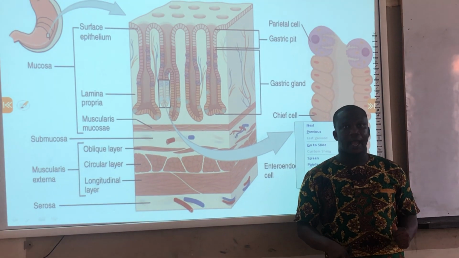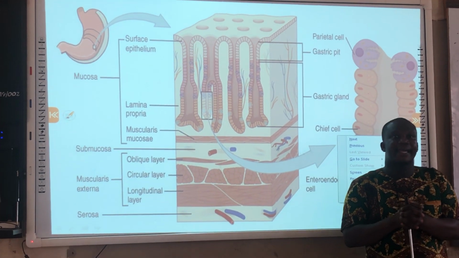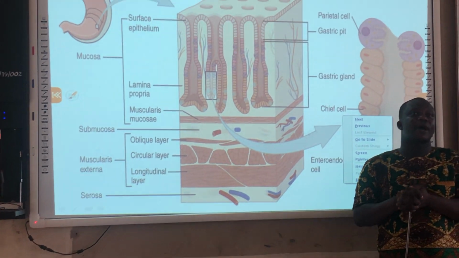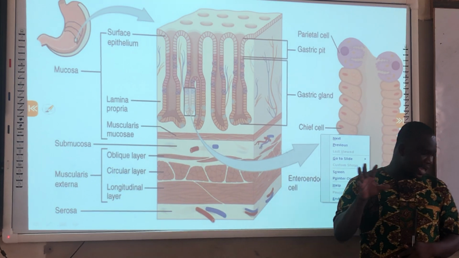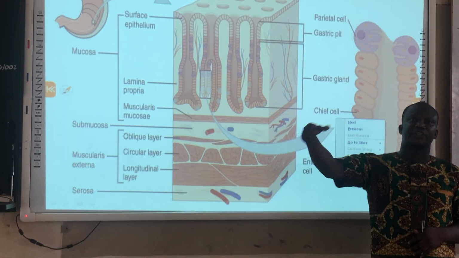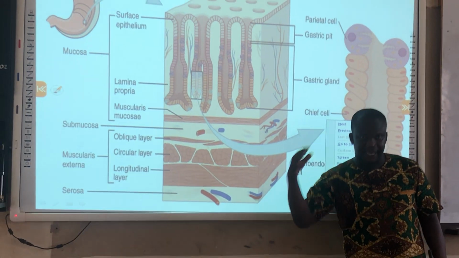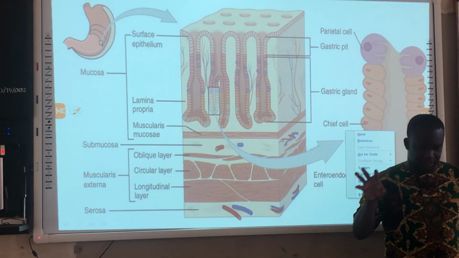Then the last but one epithelial cells are the endocrine cells or the G cells. Now, when we were discussing previously, we said that the endocrine cells produce a regulatory hormone called gastrin. And the gastrin is produced into the what? Blood.